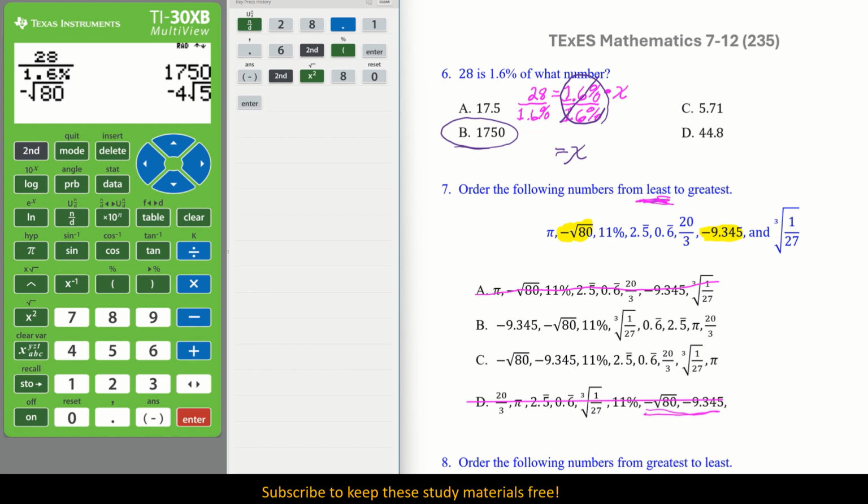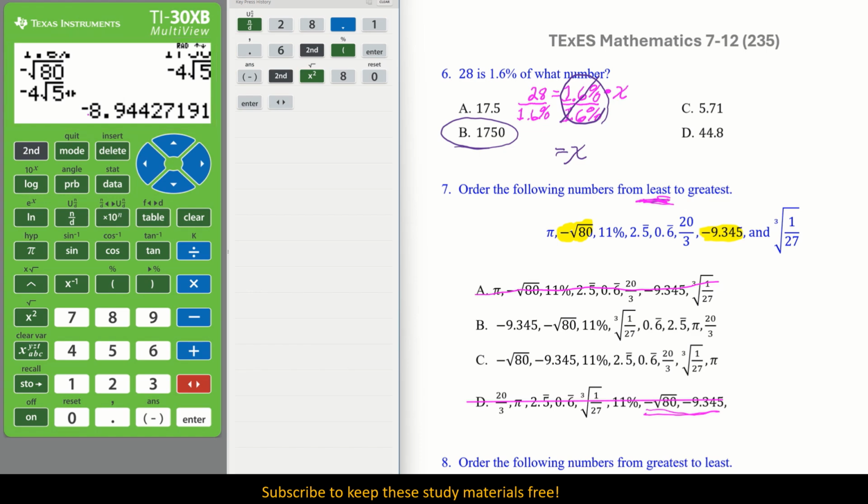Put 80 in there and push enter. Oh, well, that doesn't give us a decimal comparison. It looks like it's smaller. So what do you do? You push that toggle. And there it is. Well, that's -8.